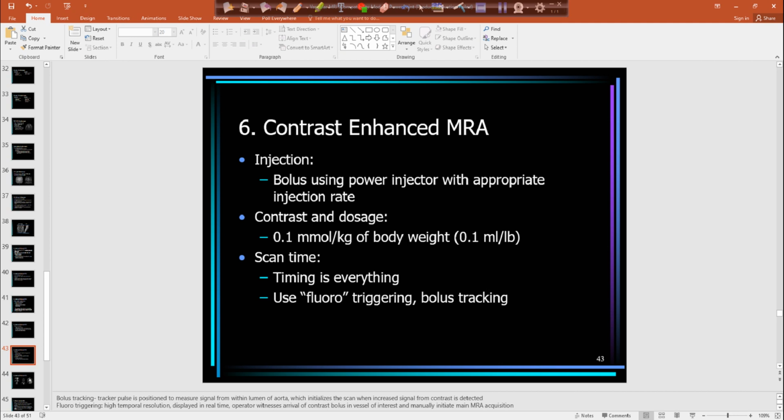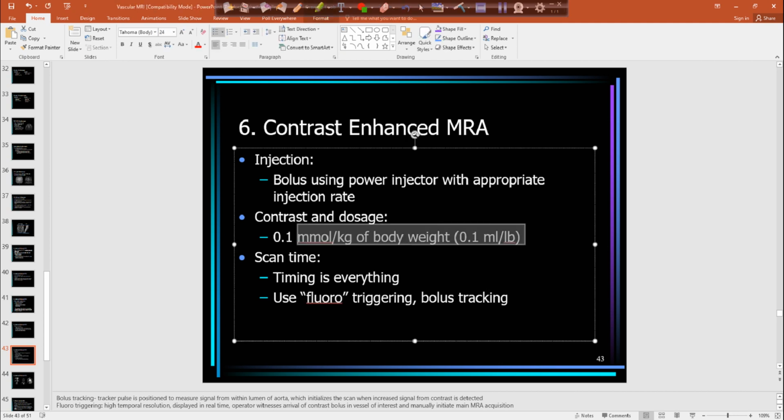Our contrast dosage, this is the same as when we covered MR safety. So 0.1 millimole per kilogram of body weight. You guys usually have your conversion charts. If you had a 150-pound patient, what's the usual conversion? How many cc's of contrast? 15. About 15. So it's about 1 cc per 10 pounds of patient.